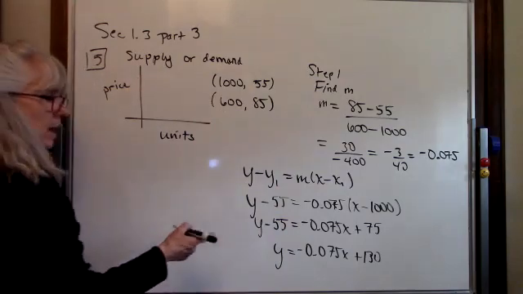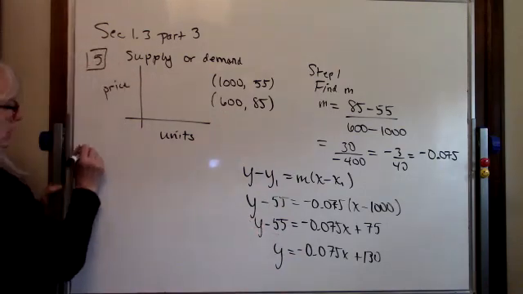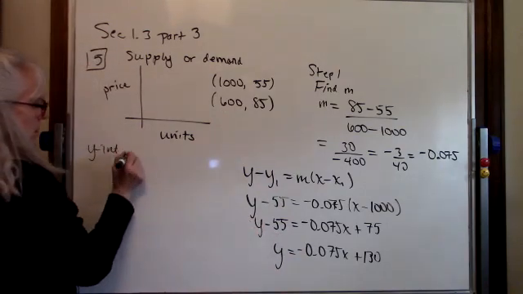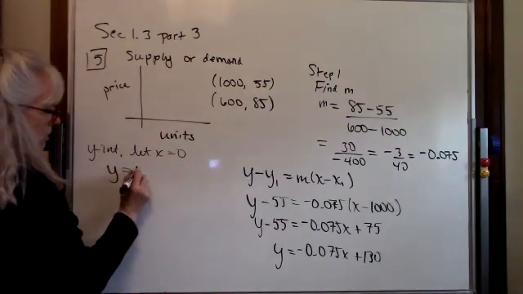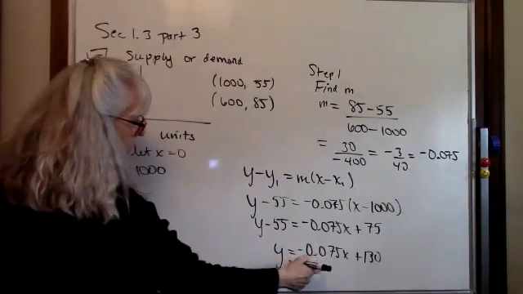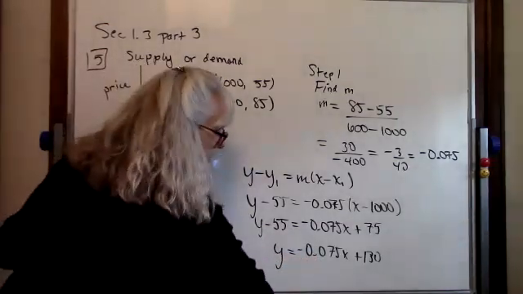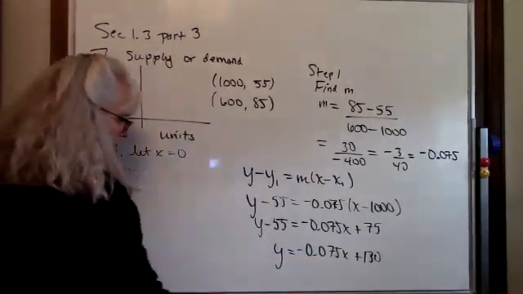So what we're going to do is come in and let x equal 0. So the y-intercept, let's let x equal 0. So that would be y equals 1,000 because x is 0 now. I'm sorry. I have no idea where that came from. Y equals 130.